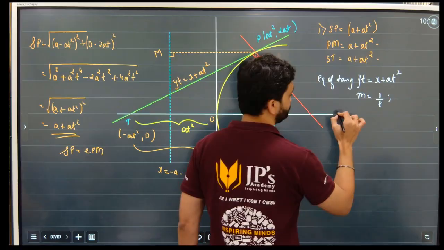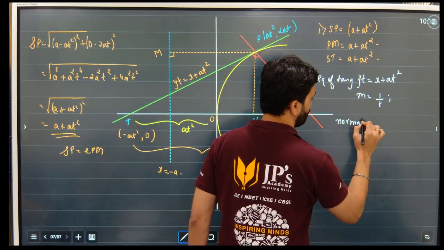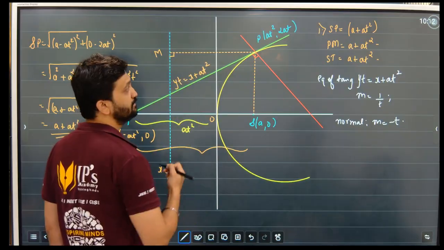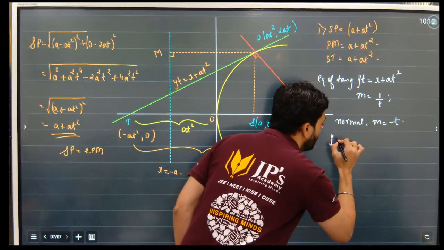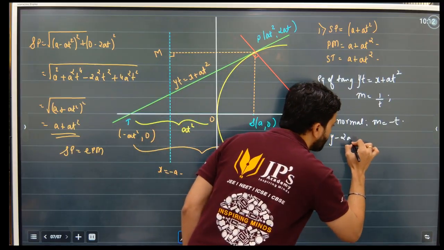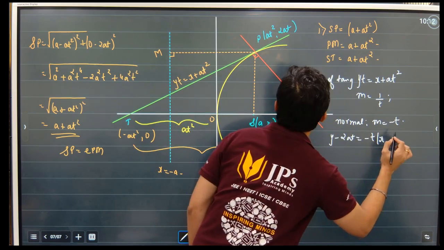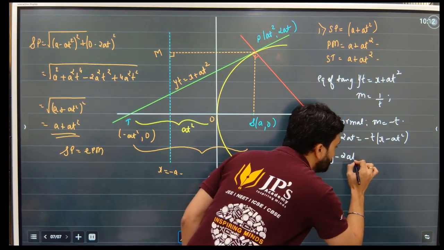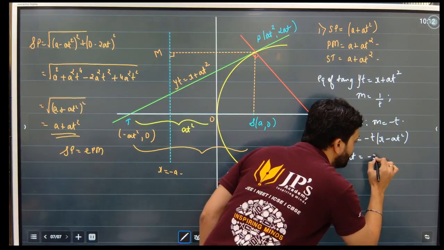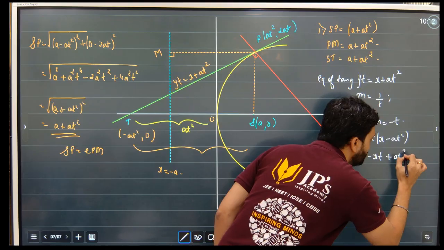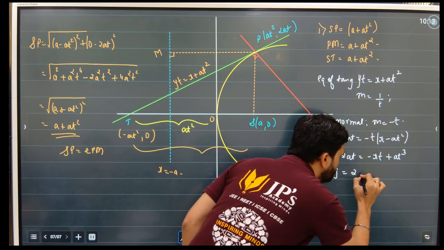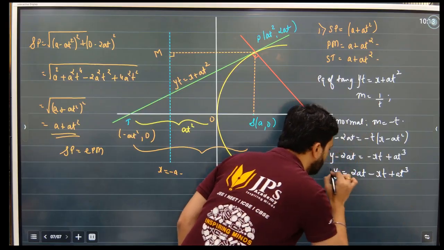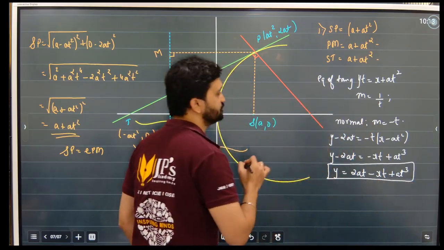Now for the normal, my slope will become minus t, and I have the point as (at², 2at). So by slope point form, y minus 2at is equal to minus t into (x minus at²). So y minus 2at is equal to minus xt plus at³. So y is equal to 2at minus xt plus at³. This is the equation of normal.